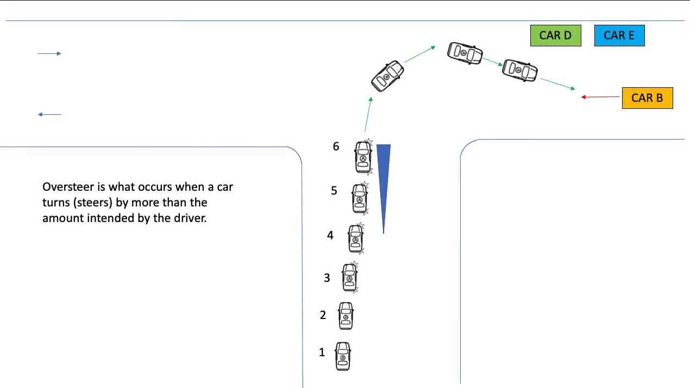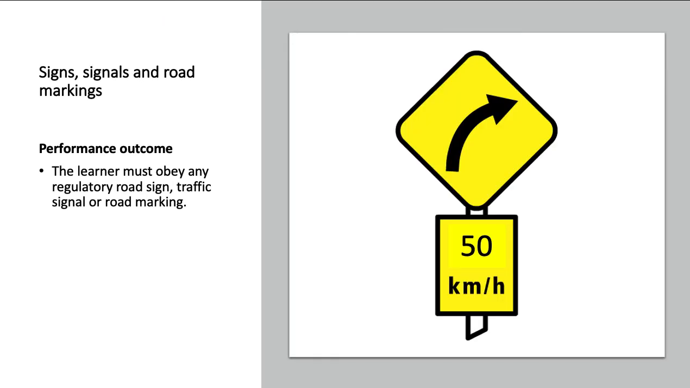Oversteer is what occurs when a car turns or steers by more than the amount intended by the driver. So in this diagram, we can see our vehicle A coming around the corner, turning too much to the right and heading towards car B coming down the road. So we've got to be very careful with our learner drivers, not only for cars parked on the side of the road, but also the oncoming traffic, that we have that nice smooth movement around the corner.